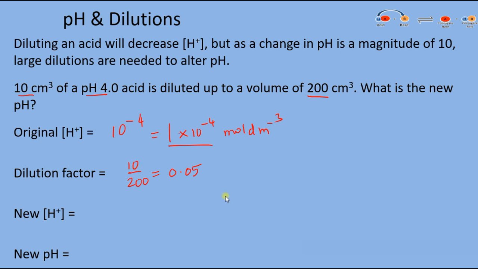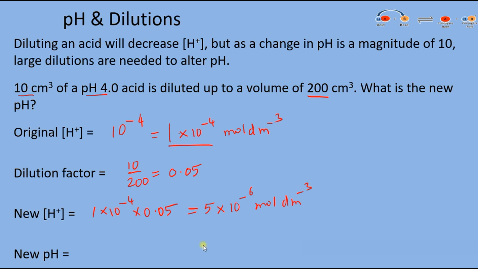Okay, so 10 divided by 200 gives you 0.05. Now you work out the new concentration by multiplying the original concentration by this dilution factor, 0.05. That gives us the new concentration of the hydrogen. So we have this, multiply by that, that gives you 5 times 10 power minus 6.